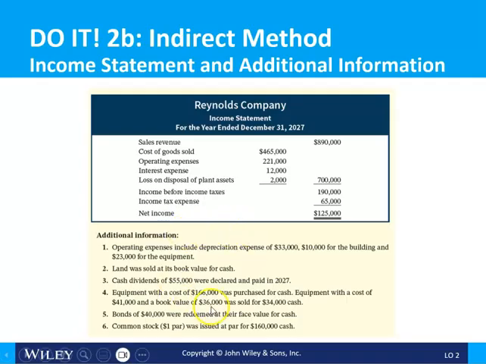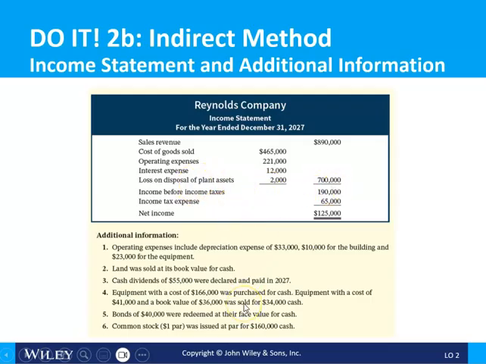Equipment with a cost of $166,000 was purchased for cash. So that transaction itself is a cash outflow, $166,000 in the investing section. Equipment with a cost of $41,000, book value of $36,000 was sold for $34,000 cash. So we had a book value of $36,000. I thought that said depreciation at first, so I had to make sure. So cost of $41,000, book value of $36,000. We sold it for $34,000, so that's that $2,000 loss we saw.